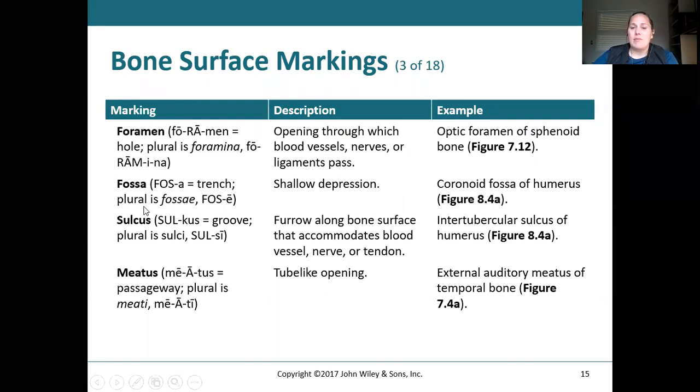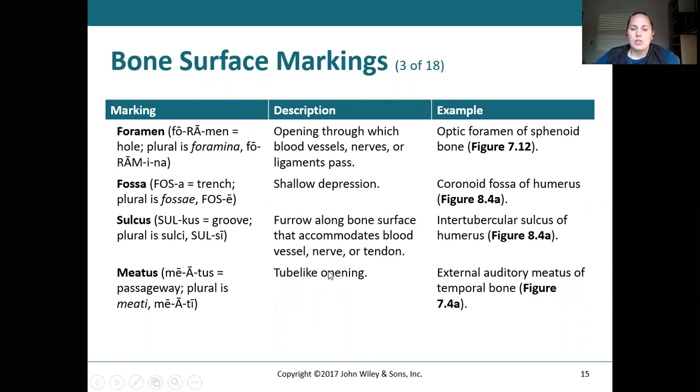A fossa is going to be a very shallow type of depression within a bone, and we're looking at the coronoid fossa of the humerus. Sulcus is a furrow along a bone that accommodates blood vessels, nerves, and tendons. So we can see here the intertubercular sulcus of the humerus. And again, these types of bone surface marking descriptions go between both axial and appendicular skeletal regions, obviously, because here we're using the humerus as an example.